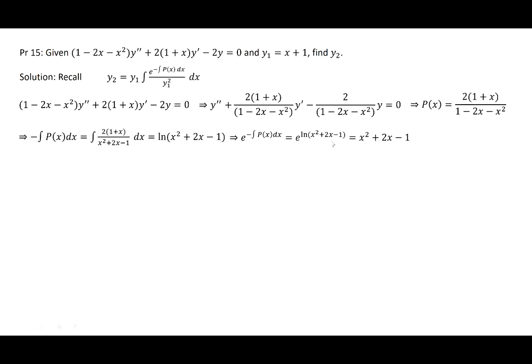What's the next step then? We figured out the top, e raised to negative integral. We need to divide that by y1 squared and integrate. That's exactly what I'm doing. Whoa. How do we integrate this?